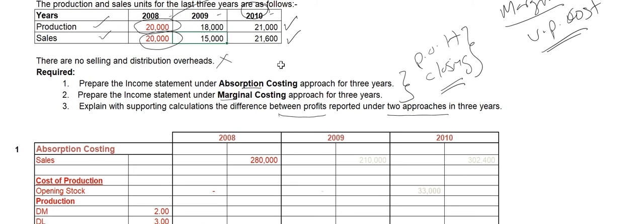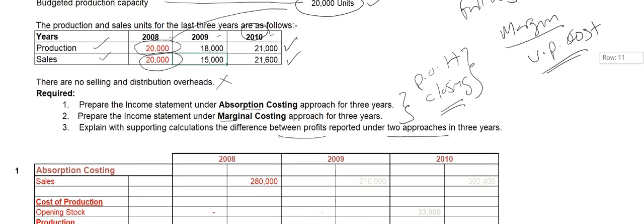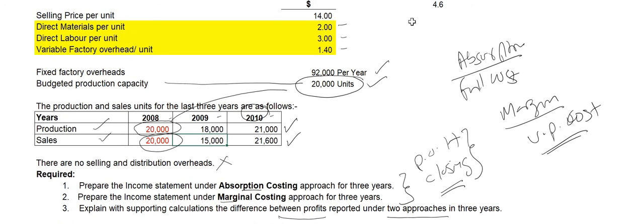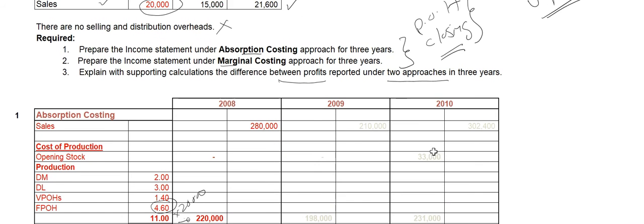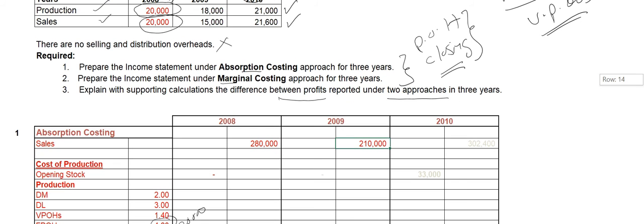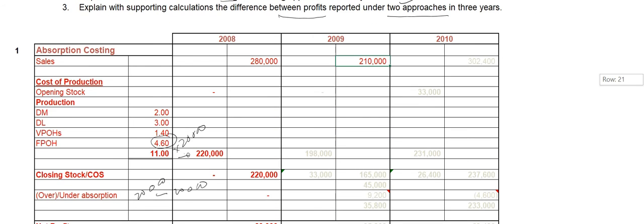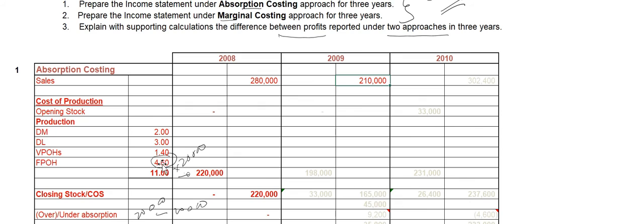Your sales units 15,000 units. Your selling price is 14. So when you multiply 15,000 times 14 will be 210,000. Okay, then your production quantity will be 18,000. So 18,000 has to be valued at full cost, which is 11 per unit. So which will be 198,000.